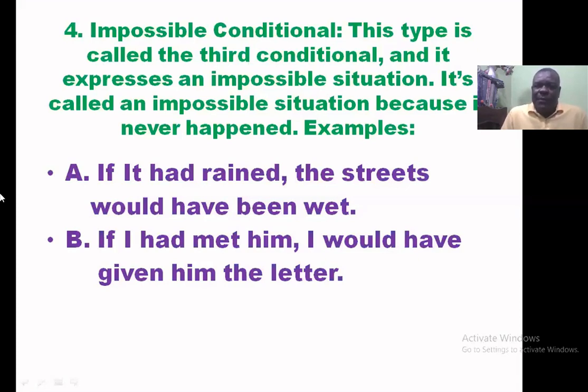But here is an impossible situation because both past events have actually elapsed and they never happened. And it is impossible to rewind the time to make it happen. The second example is if I had met him, I would have given him the letter. The situation is that I never met him and I never gave him the letter. The situation has just passed and there's no possibility of rewinding the time. So that is the impossible conditional.